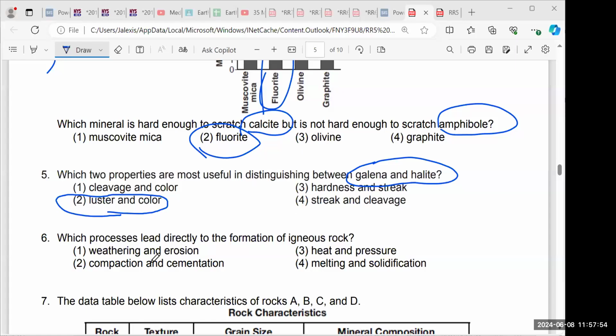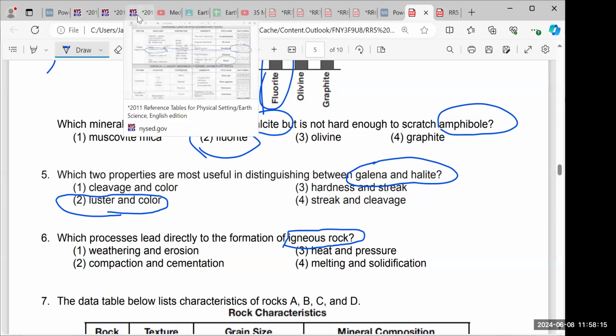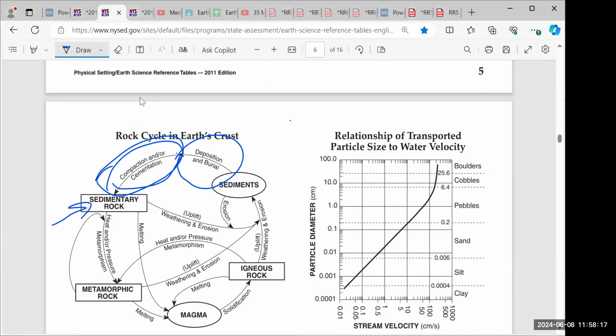Number 6. Number 6 says, which processes lead directly to the formation of igneous rock? So there are 2 processes that have to be done to create an igneous rock. What page of the reference tables am I looking at? I'm going to look at page 6 and look in the rock cycle section.